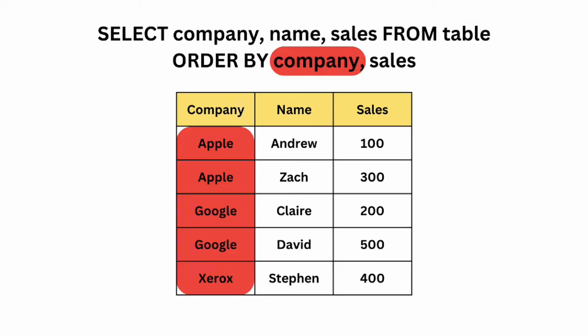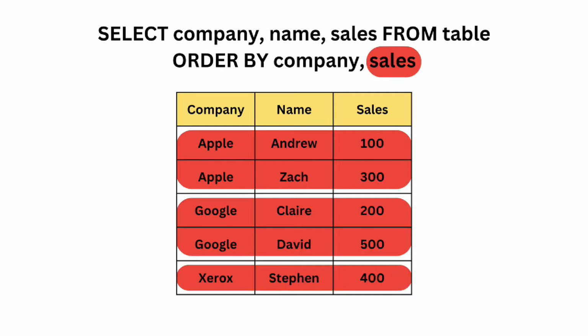Well, it means we sort everything first based off the company column. Notice we have Apple coming in first in alphabetical order, then Google, and then Xerox. And then the corresponding names also get lined up. However, we can then also order by the sales. After you've done the sorting based off the company column, which makes sense because there are duplicate values there, within that particular company we do a second ordering, which is by the sales column. So note the sales now are in ascending order for each individual within the same company. We see Andrew with 100 and then Zach with 300. And then for Google, we see Claire with 200 and then David with 500.